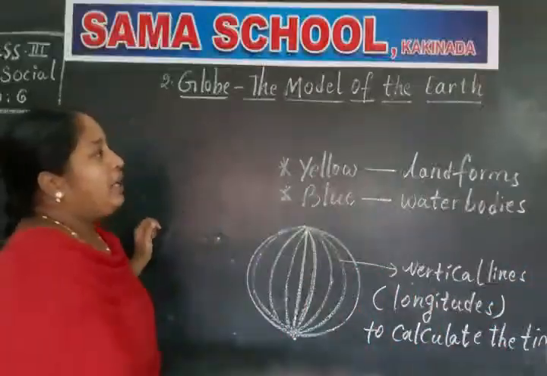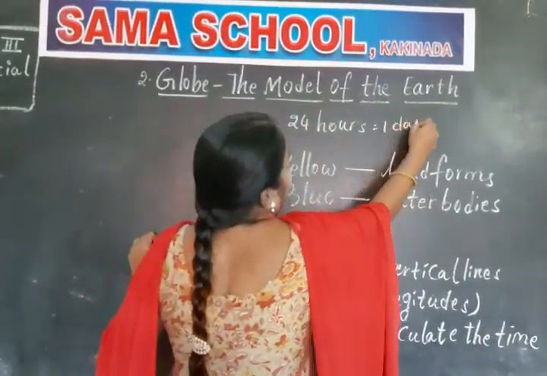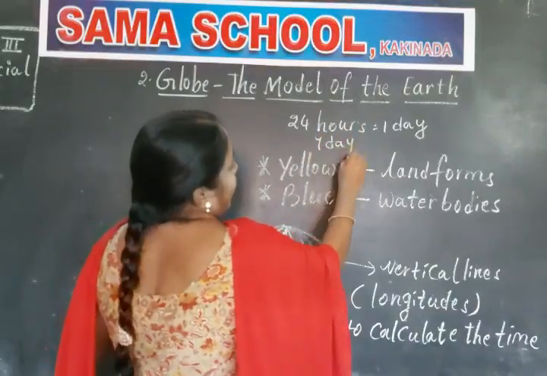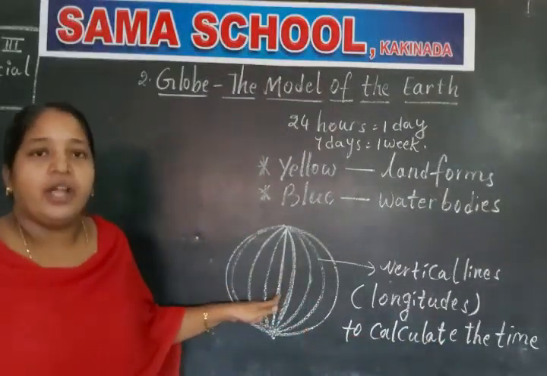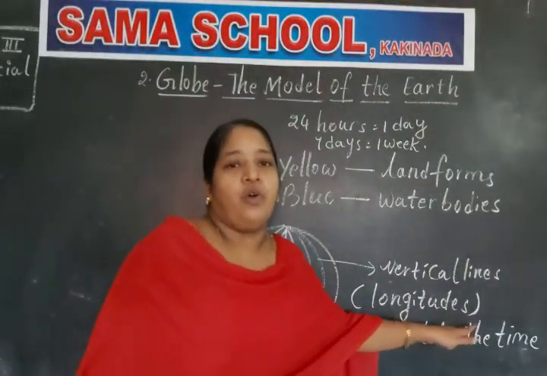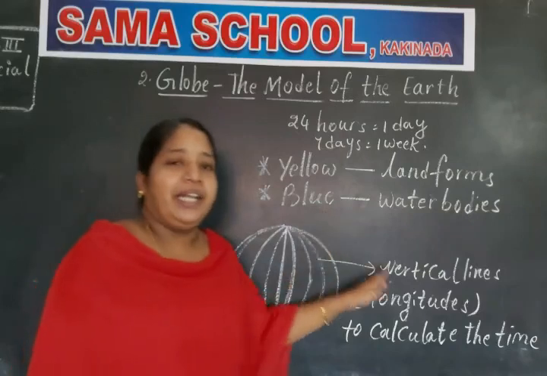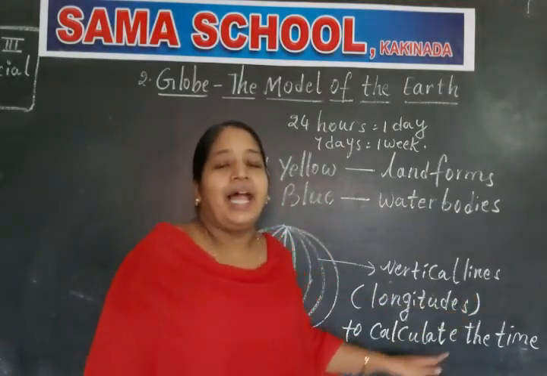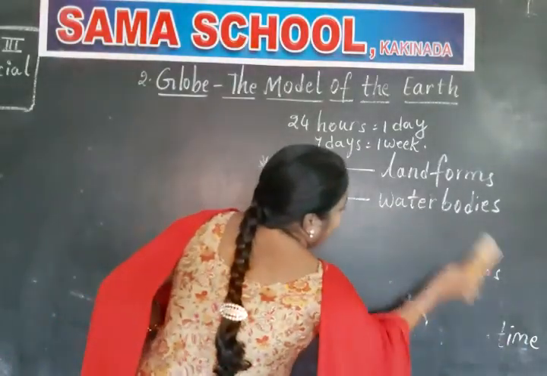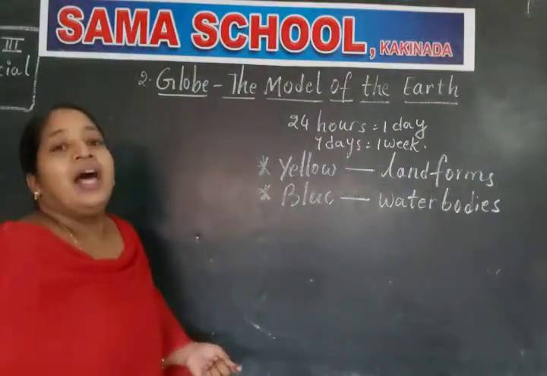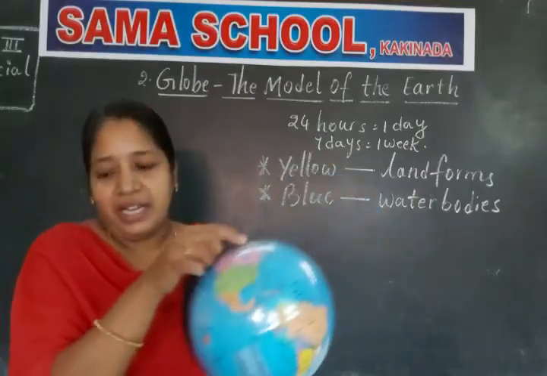You can simply say that 24 hours is equal to 1 day and 7 days is equal to 1 week. How can you say? Because of these longitudes, we can calculate the time of a particular place. Clear, children? So latitudes help to find the climatic conditions and longitudes help to calculate the time. And these longitudes and latitudes are imaginary lines. They are not real.